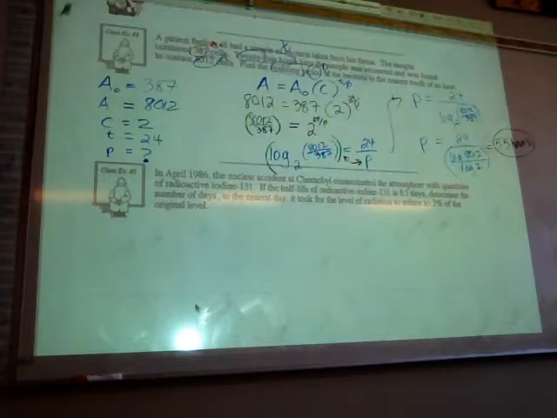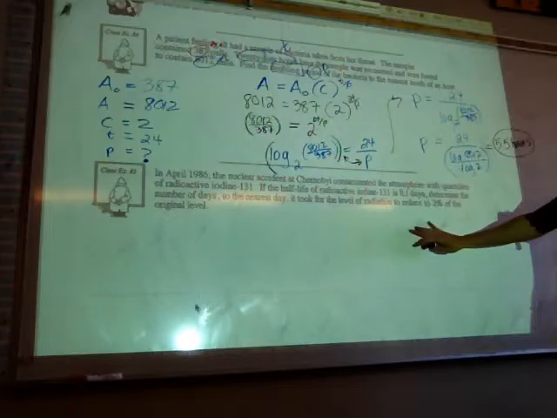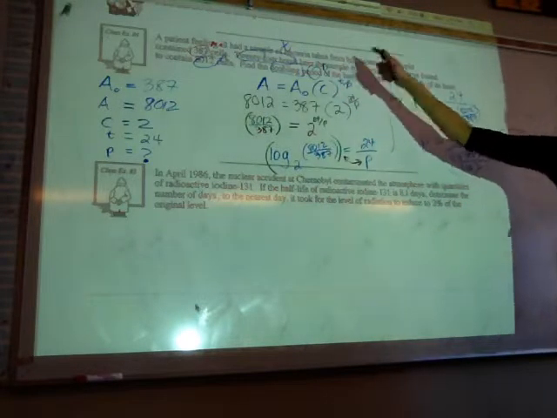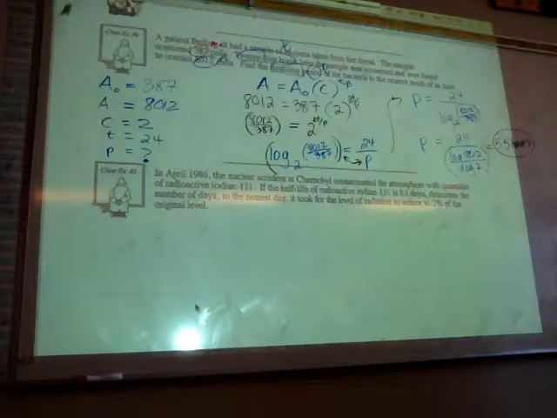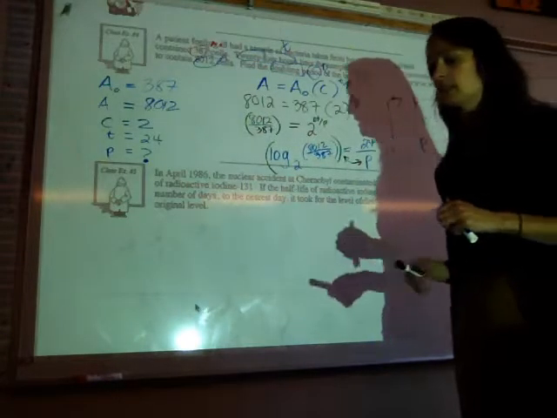So a lot of these questions, they tend to be similar, but the one thing that's different in this next question is we're going to be solving for t, so it's in the numerator of that exponent. Okay, so in April 1986, the nuclear accident at Chernobyl contaminated the atmosphere with quantities of radioactive iodine-131. The half-life of radioactive iodine-131 is 8.1 days. Determine the number of days to the nearest day it took for the level of radiation to reduce to 2% of the original level. Did they tell us the original level?